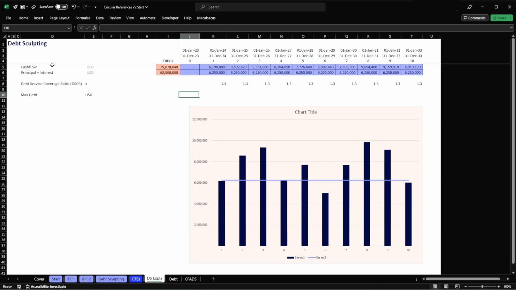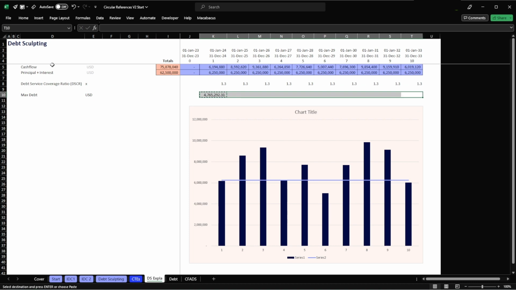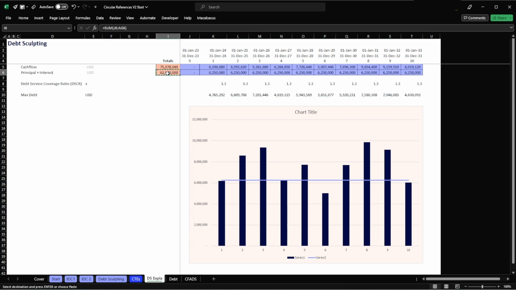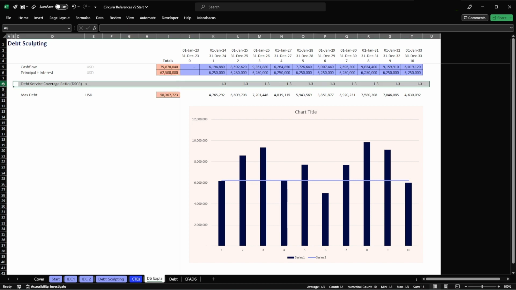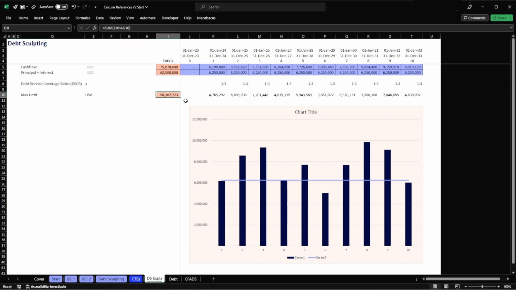So this is going to be the max that we're going to be able to take. And how we're going to calculate it, we're going to get the cash flows and divide it by this ratio. And we're going to copy and paste across, and format it to become a 0. So instead of being able to repay $62.5 million, because of the debt service coverage ratio, we're going to be able to repay a little bit less.